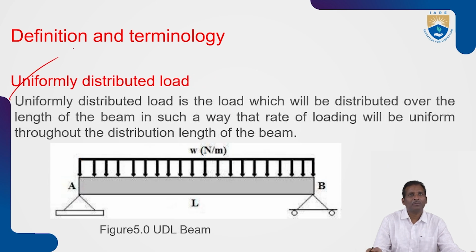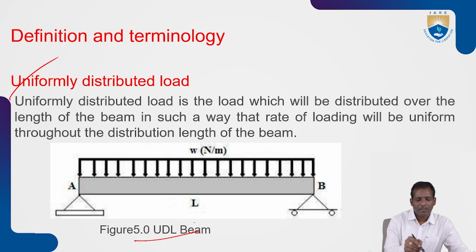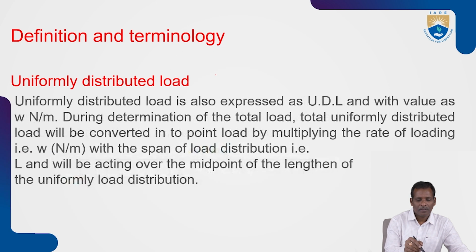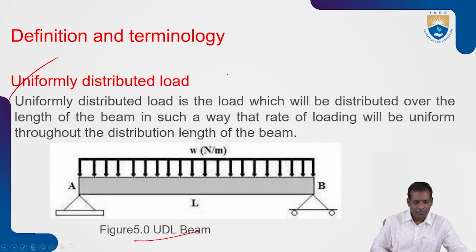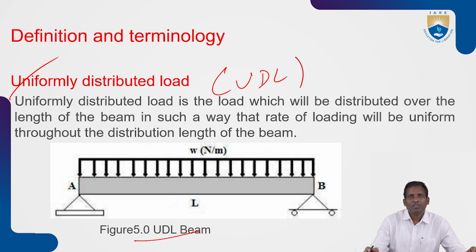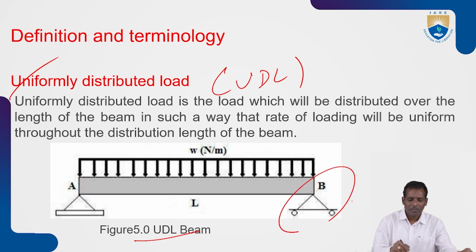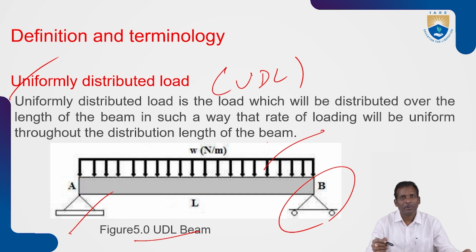Next, what is this uniformly distributed load? You can write uniformly distributed load, UDL. So uniformly distributed load is the load which will be distributed over the length of the beam in such a way that the rate of loading will be uniform throughout the distribution length of the beam. So one end is roller support, another end is pinned. The type of load here is UDL. So W Newton per meter.